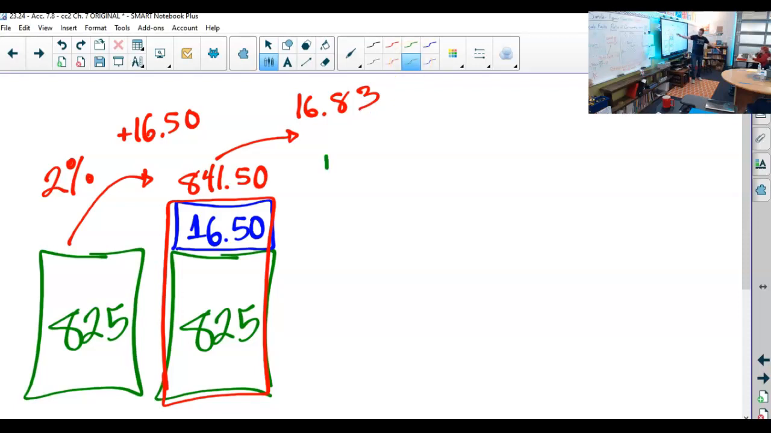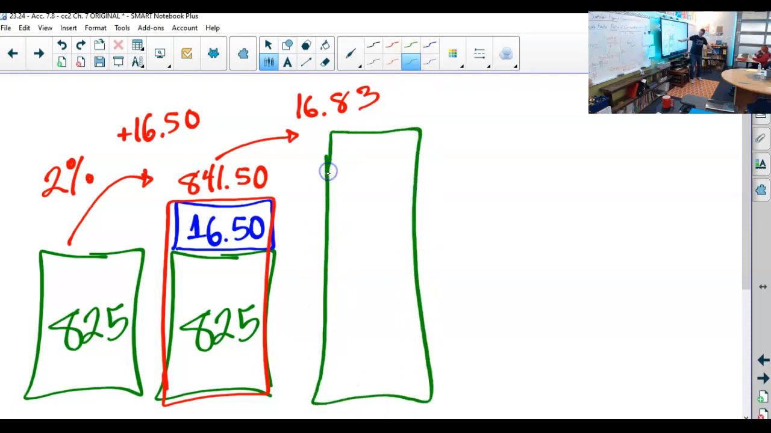858 point what? And now 2% of this. 17.1666. Guys, compound interest sucks. It's good when you put your money in. And guess what? That's how a lot of credit cards work. And this is why credit cards are a giant scam.